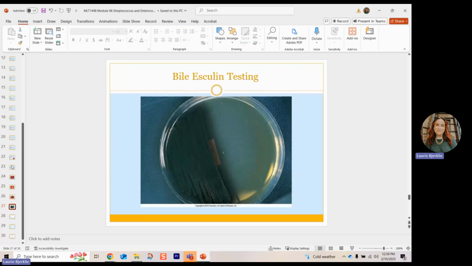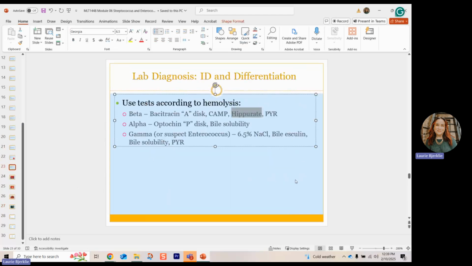I should go back up here. There were a couple of others I mentioned. Hippurate: strep agalactiae is also positive for hippurate hydrolysis. Strep pyogenes, negative. PYR testing: strep pyogenes is positive for PYR. Strep agalactiae is negative.